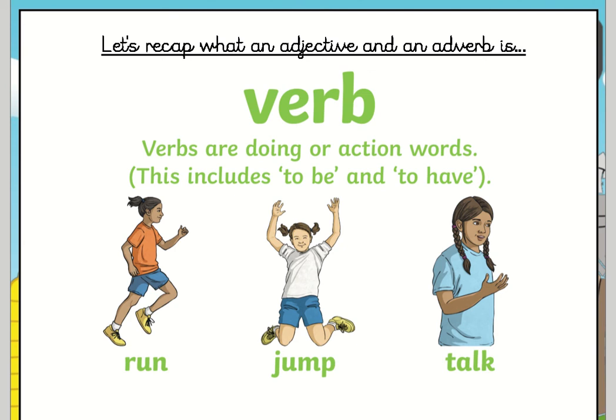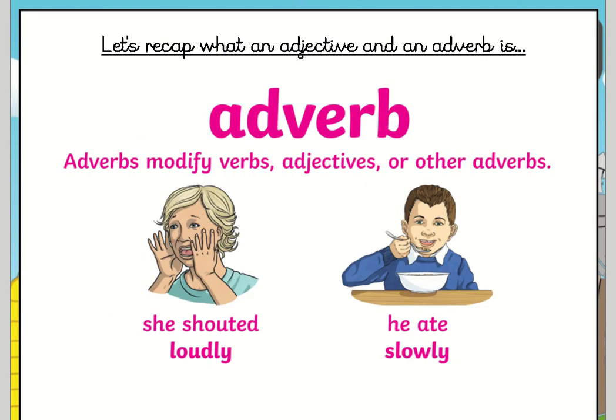So you now might be remembering what an adverb is, because an adverb modifies a verb, so it describes a verb. Sometimes they describe adjectives, and they can describe other adverbs as well. So we've got an example here: she shouted loudly. Loudly is describing how she shouted. He ate slowly. Slowly is describing how he ate. Hopefully that's made it a little bit clearer for you.